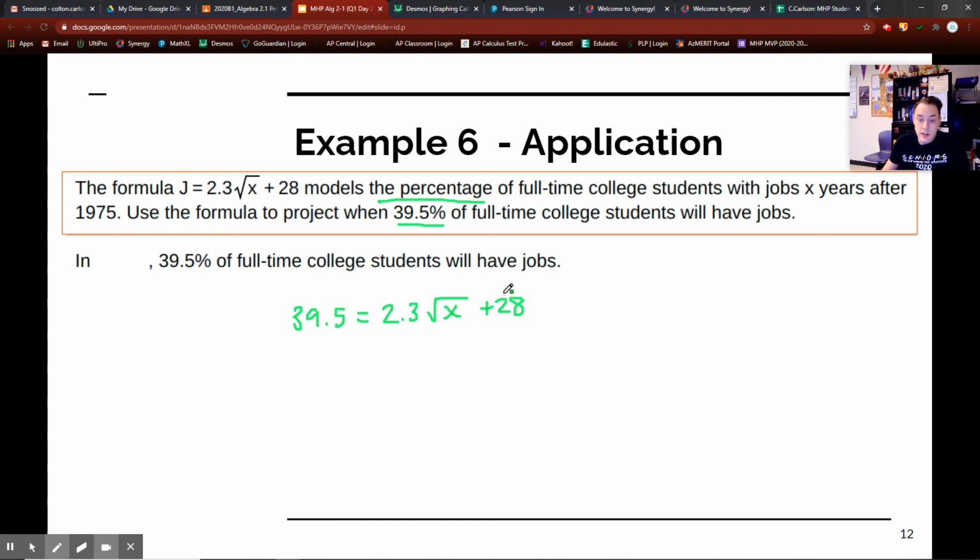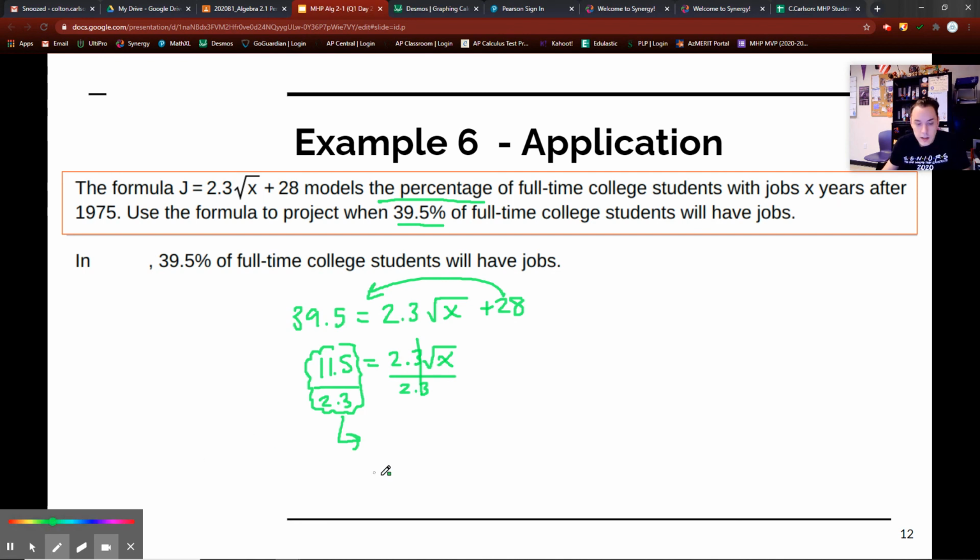Okay, now what I do is I take the 28 and minus it over. So 39.5 minus 28 is 11.5 equals 2.3 radical X. I want to divide by 2.3, divide by 2.3. That goes poofy. And when I plug this into the calculator, surprisingly and shockingly, I actually get 5, which is pretty remarkable. And then this is just going to be radical x. I square both sides, square both sides. That, of course, goes poofy, so I'm left with x equals 25.